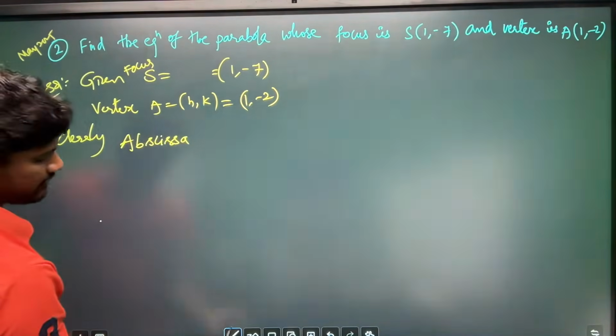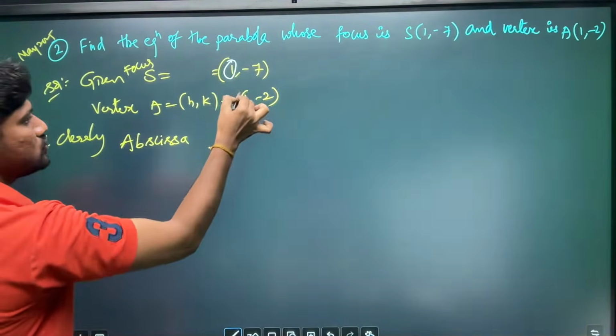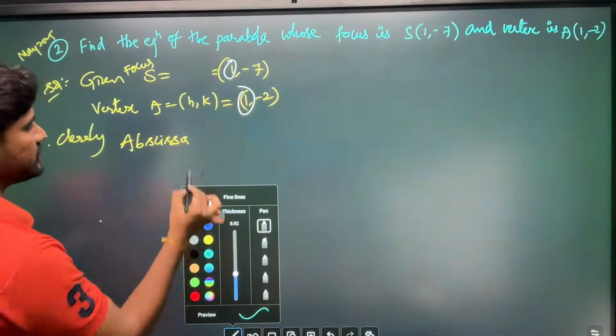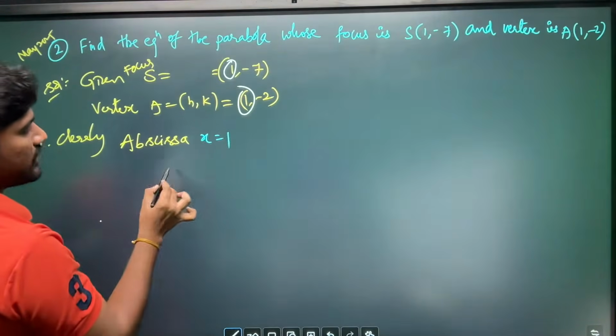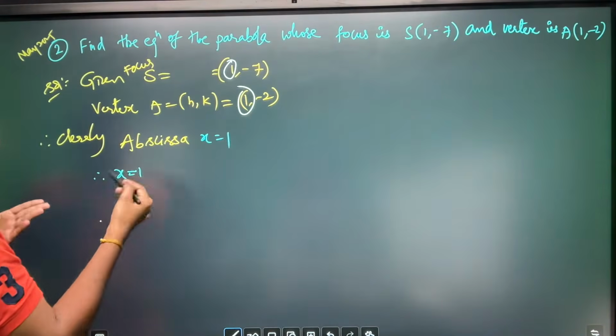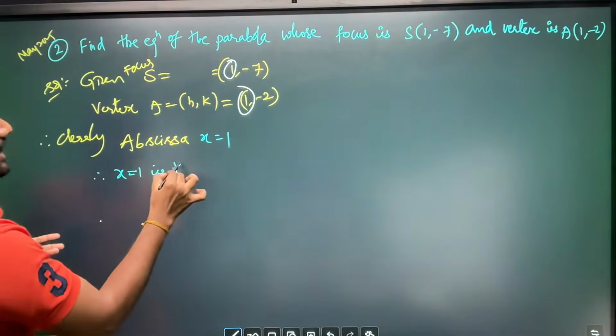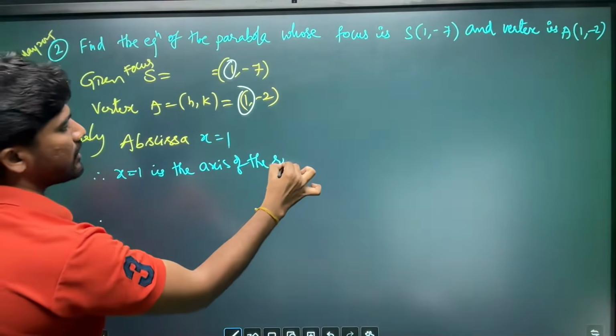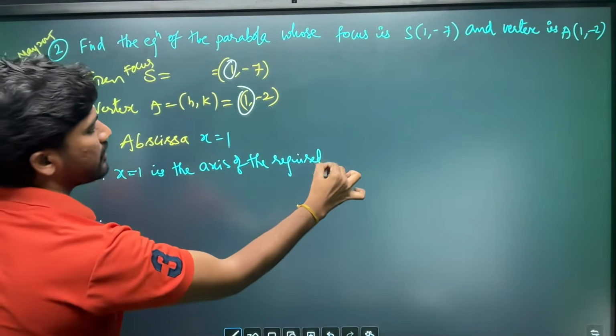What is abscissa here? It is the x coordinate in these two points. What is the x coordinate? 1. So abscissa x is equal to 1, therefore x is equal to 1. So x is equal to 1 is the axis of the parabola; we write it as the axis of the required parabola.